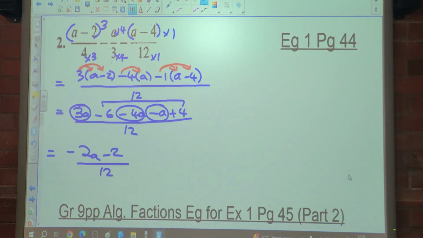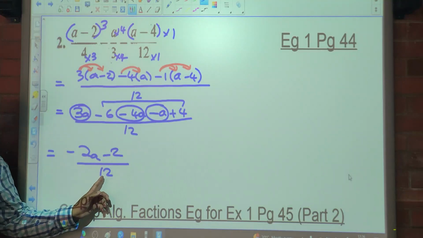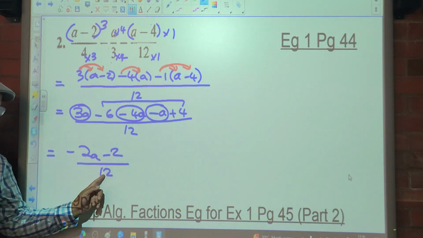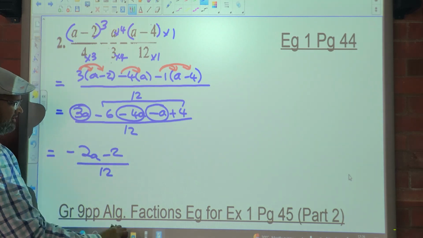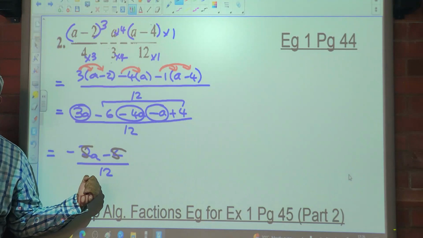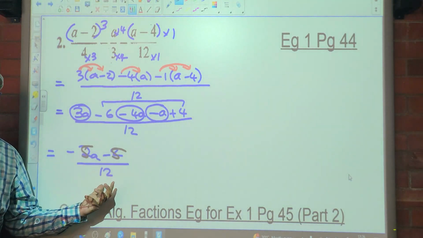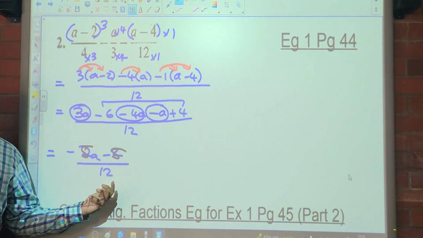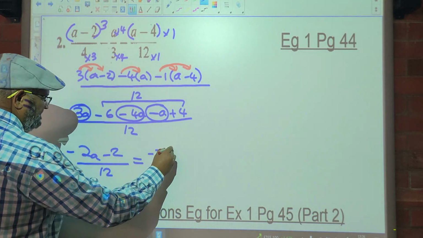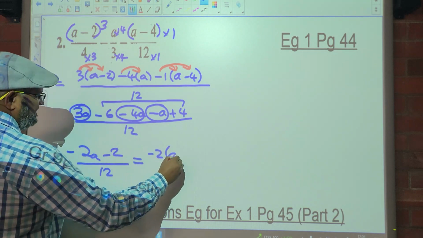There's a common factor of 2 that can simplify with the 12. People, if that 2 couldn't have simplified with 12, say for argument's sake that was minus 5a minus 5, would they have taken out the common factor here? No, because they wouldn't have made any difference to the denominator there. So because that 2 can cancel or simplify there, I'm going to take out 2 as a common factor. So it's going to be negative 2, we'll take negative 2 out, a plus 1.